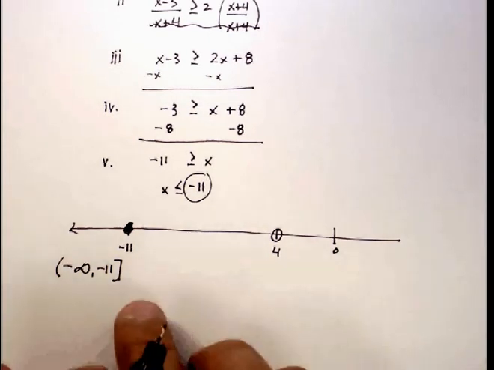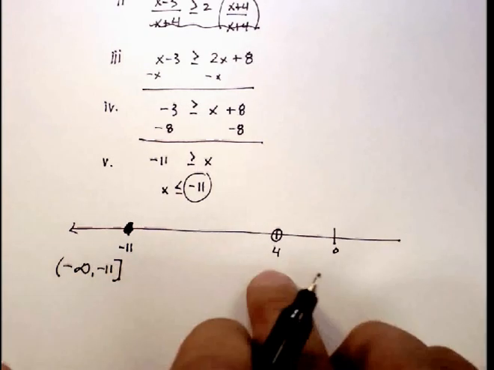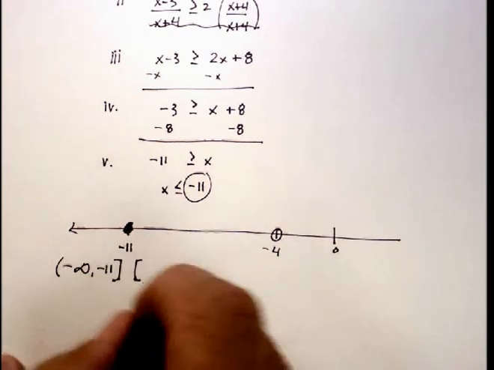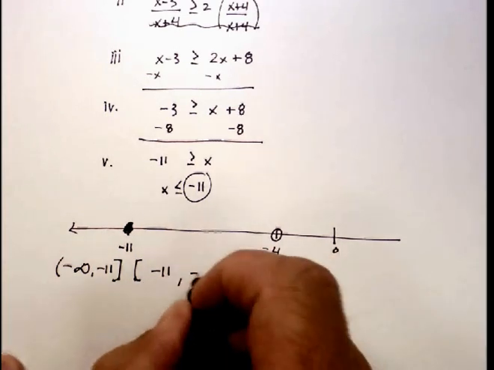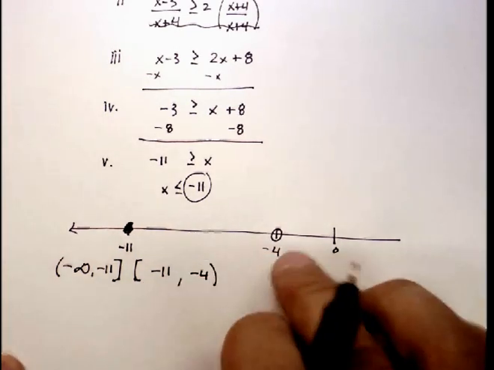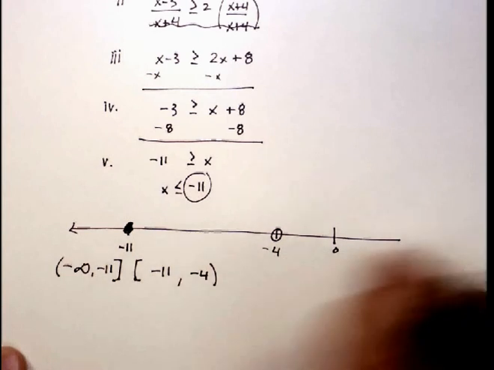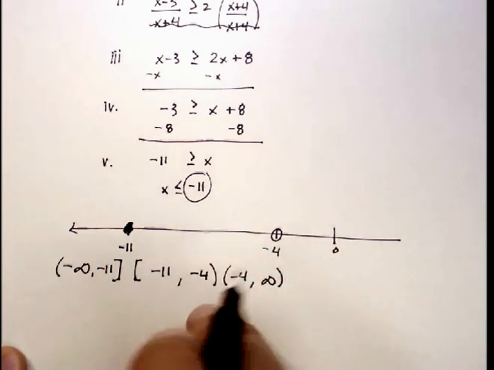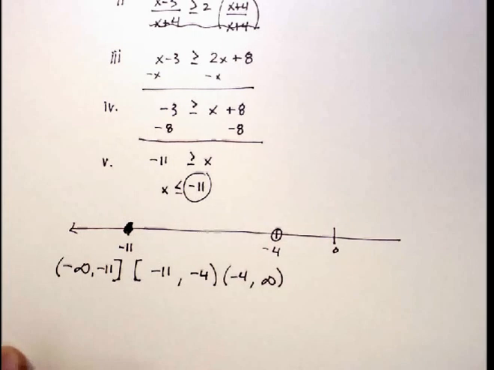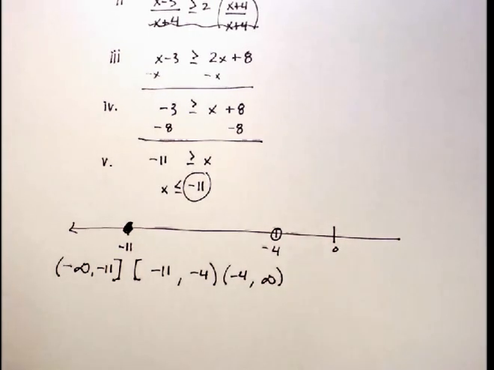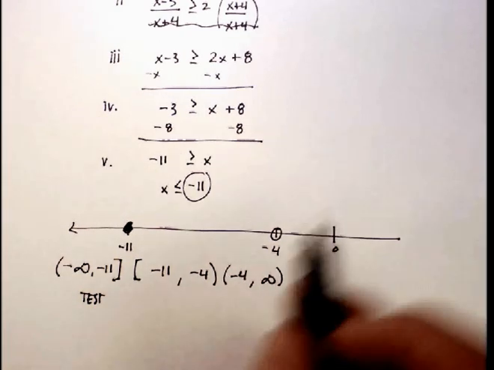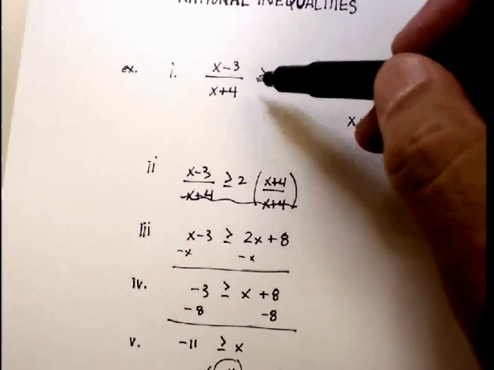Now, between negative 11 and negative 4 is another region, so let's go ahead and do that. Remember, bracket. And then finally, another region is everything from negative 4 all the way up to positive infinity. Again, notice I put parentheses because I can't include that negative 4. So now what I want to do is test a point out of each one of these regions and put them back into my equation and see if they work. And that's how you get your final answer.